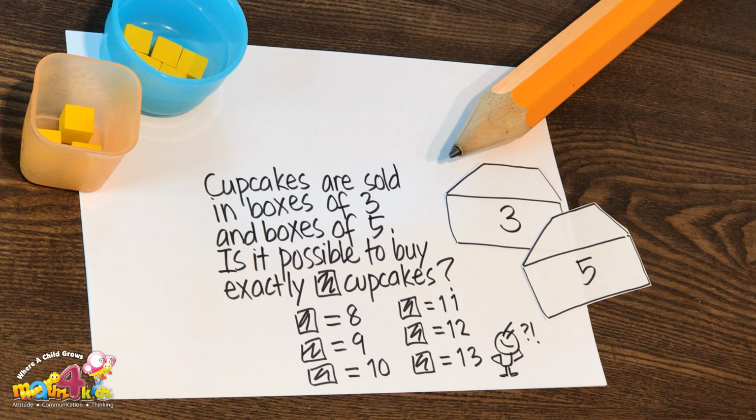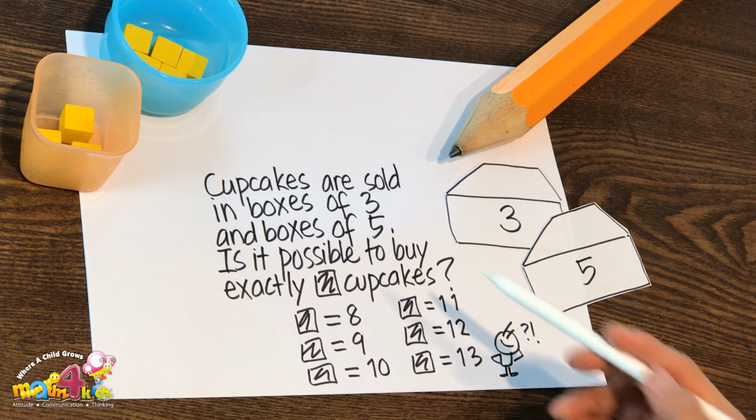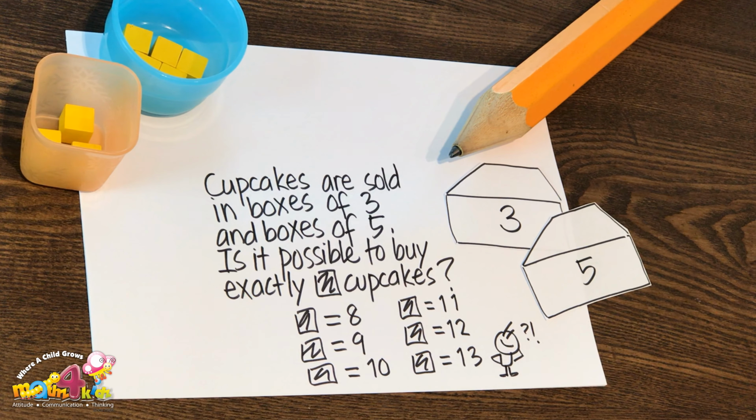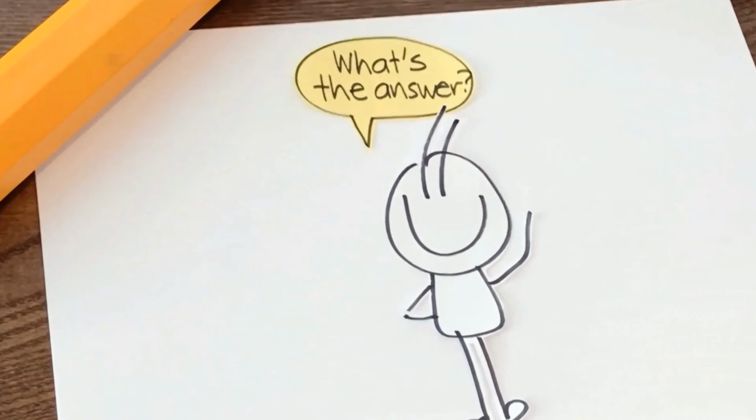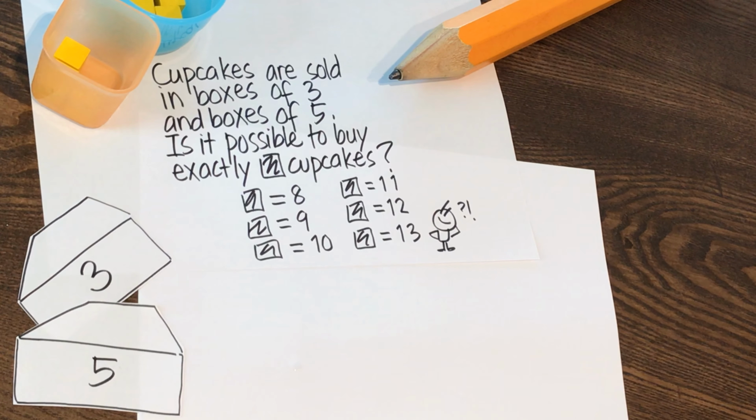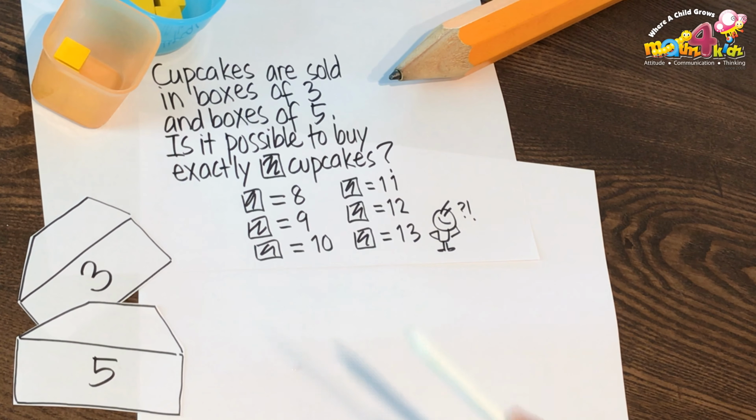Why don't you go ahead and try to figure out if any number is always possible for us to buy, given that cupcakes are sold in boxes of 3 and boxes of 5. Is it possible to buy exactly any number of cupcakes? Are there some numbers that are not possible? What's the answer? What numbers are possible and what numbers are not possible?